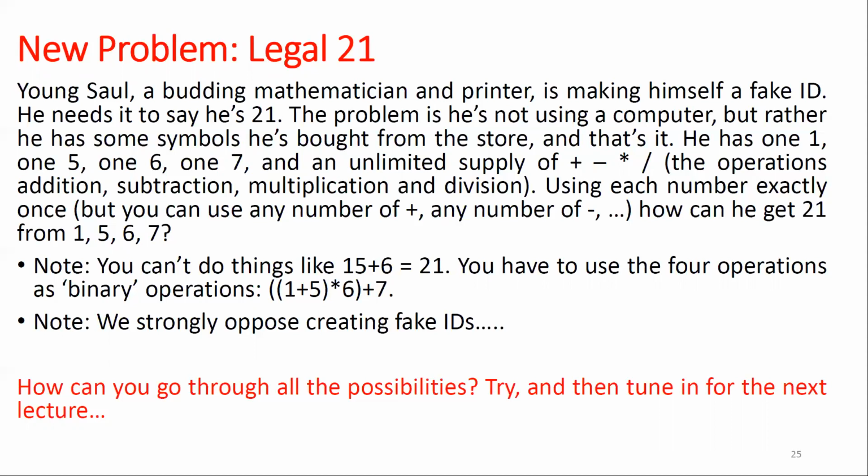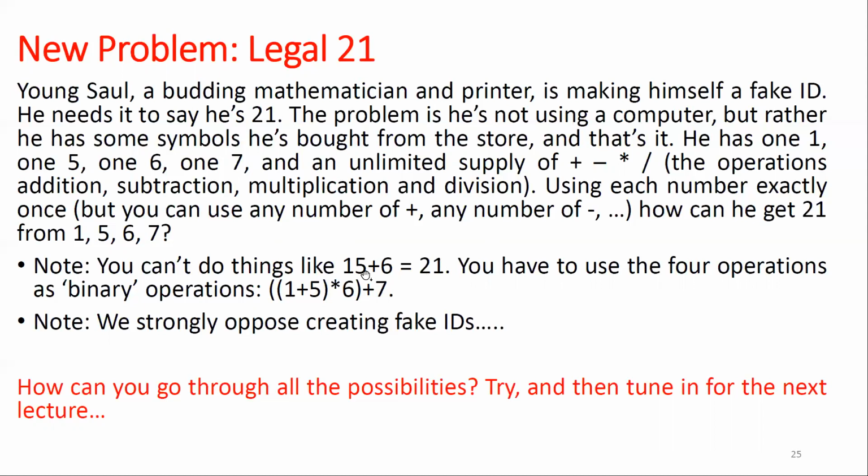Here's the problem, okay? He has the symbols 1, 5, 6, and 7. He has 1 of each, and he has an unlimited supply of plus, minus, times, and divide: adding, subtracting, multiplying, and dividing. So using each number exactly once, but you can use any number of plus signs, any number of minus signs, any number of times, any number of divides, how can you get 21 from 1, 5, 6, and 7? So you can't do things like 15 plus 6 equals 21.